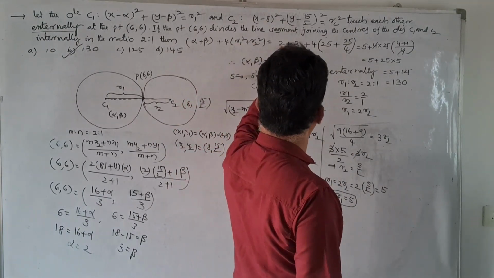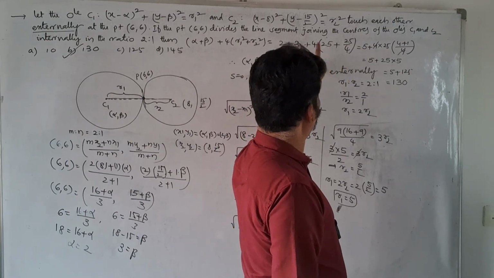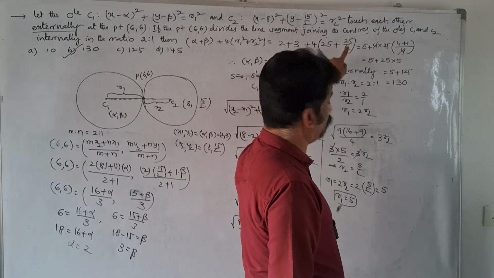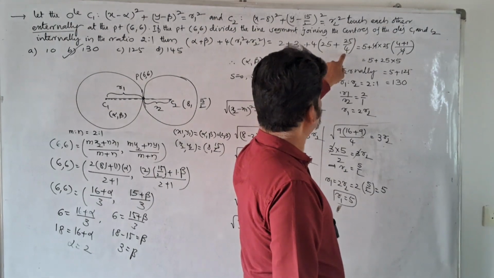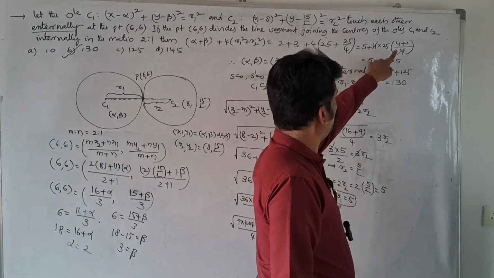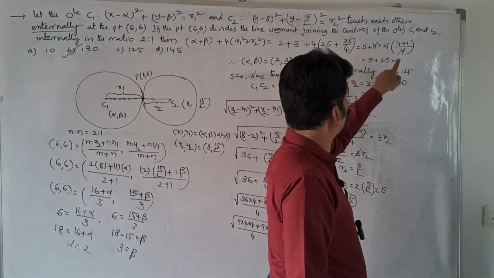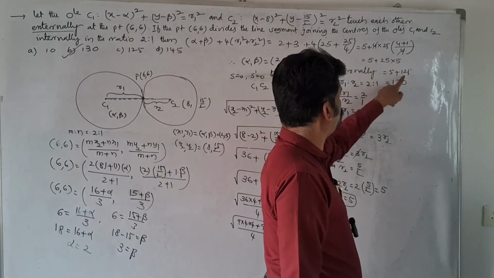So here 2 plus 3, 5. Here 25 common, 4 into 25 into 1 plus 1 by 4. So that is equal to 4 plus 1, which is 5 by 4. 4 cancels. Now 5 plus 25 into 5, that is 125. 5 plus 125 is 130.